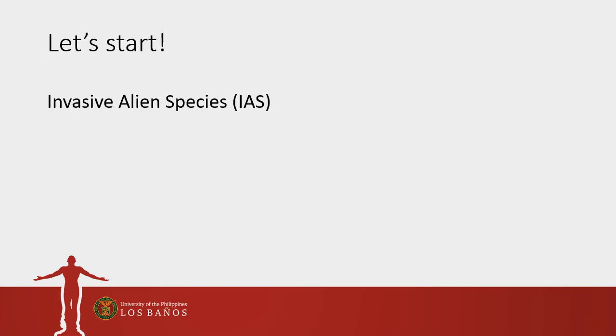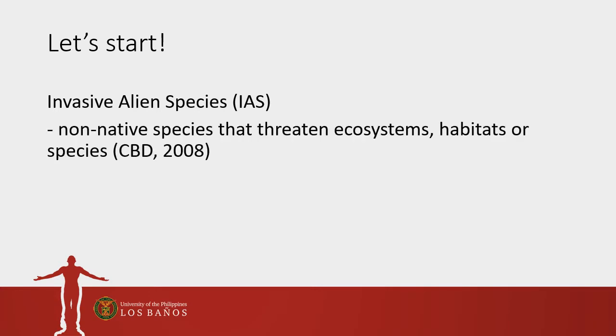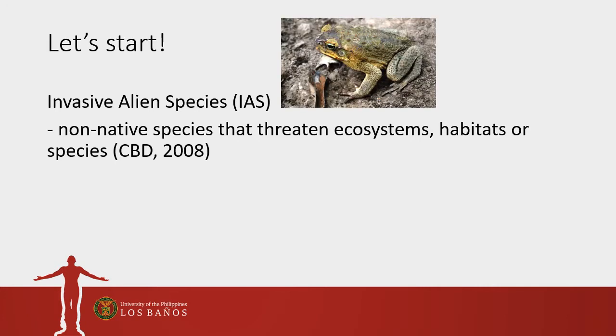So let's start. What are invasive alien species, or IAS? These are non-native species that threaten ecosystems, habitats, or species, as defined by the Convention on Biological Diversity in 2008. And when you think about invasive alien animal species, of course, what comes into mind would be the cane toad, or Rhinella marina, formerly called Bufo marinus.